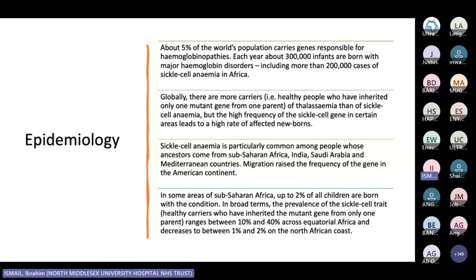In some areas of sub-Saharan Africa, up to 2% of all children are born with the condition. In broad terms, the prevalence of sickle cell trait, healthy carriers who inherited a mutant gene from one parent, ranges between 10 to 40% across equatorial Africa and decreases to between 1 to 2% in the north of Africa. So you can see that the prevalence is quite high when you are a carrier. Again, as a consequence of multiple carriers, there will be newly affected newborns.